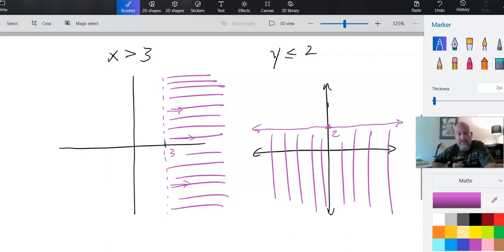Right? And so these are really, really straightforward as far as that goes. There's no computation. It's just a matter of understanding what it says, because you're just drawing a picture of what it says. That's all you're really doing.